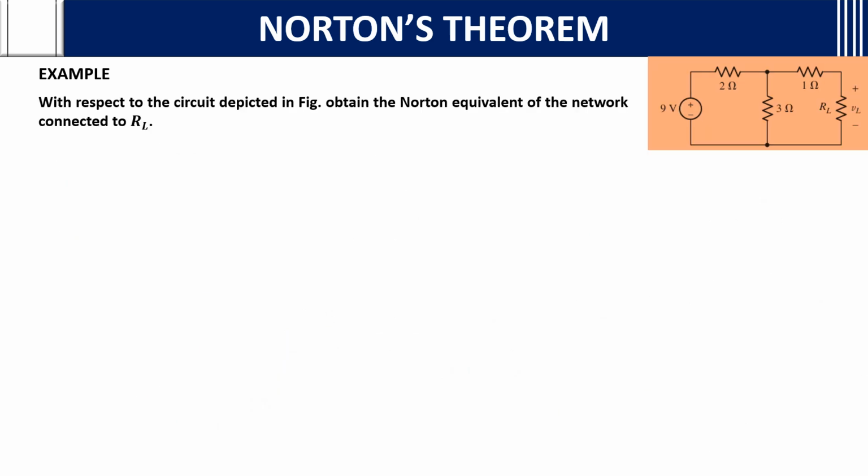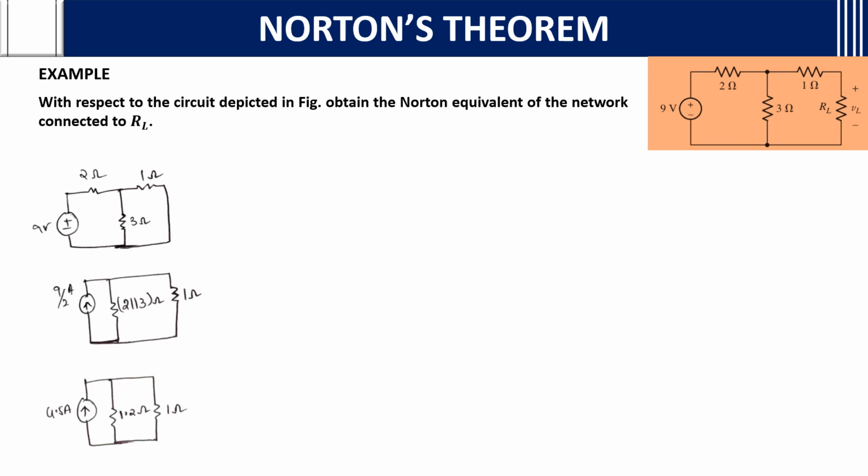With respect to the circuit depicted in the figure, obtain the Norton equivalent of the network RL. They want the Norton equivalent of the network RL. So short circuit at that point. So we will see now, short circuited, then a 9 volt, 2 ohm, 1 ohm, 3 ohm is the same. You want the current at this point.